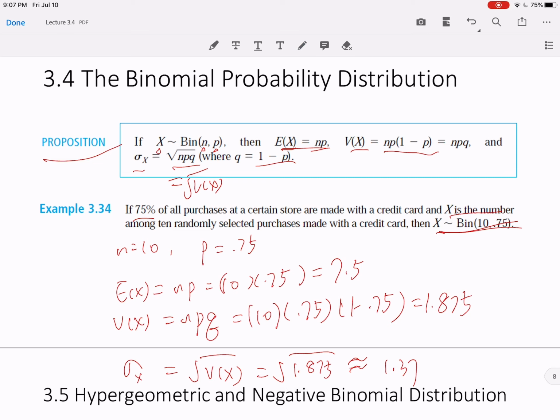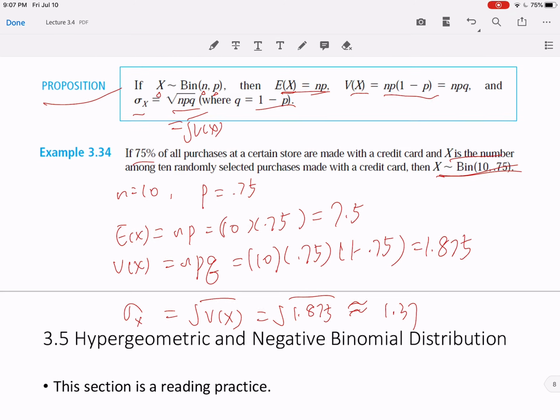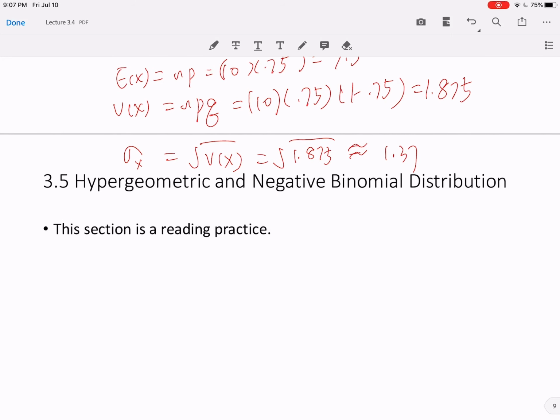All right, that's pretty much all about the binomial probability distribution. And then in 3.5, since 3.5 is not the most important thing, I wouldn't talk too much about it in the lecture videos. This section would be a reading practice, and I'm going to skip it in the lecture video. In the next video, we're going to talk about 3.6 directly. Okay, we're going to get into 3.6 directly and skip 3.5. And if you are interested in it, I encourage you to read section 3.5 by yourself after class. All right, that's pretty much all about this video.